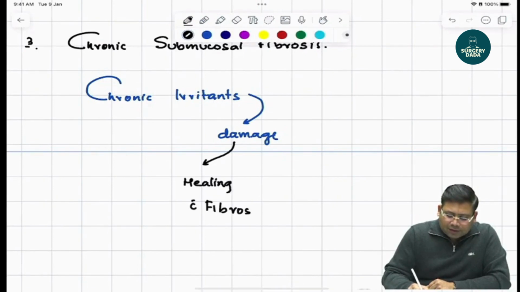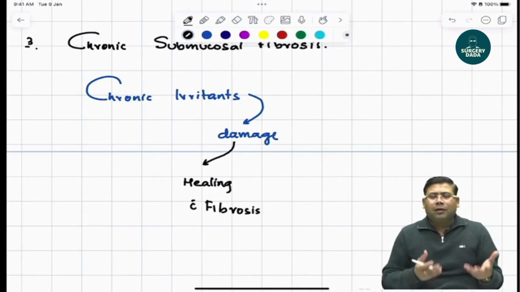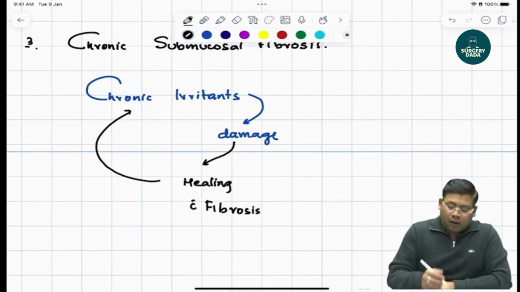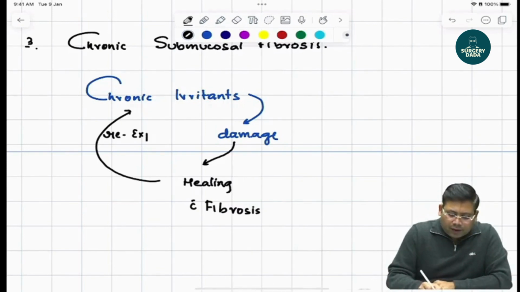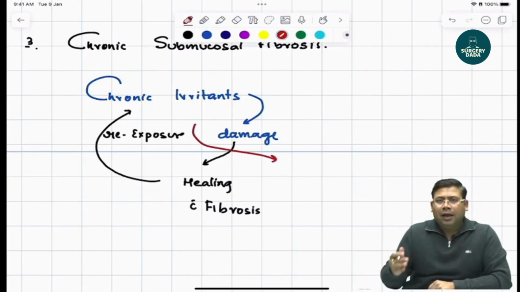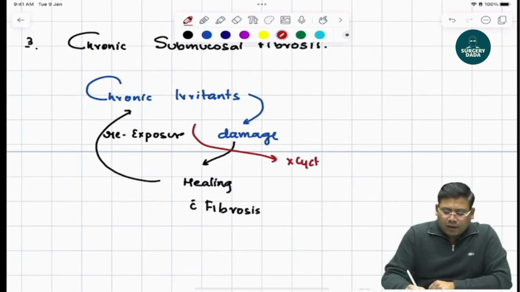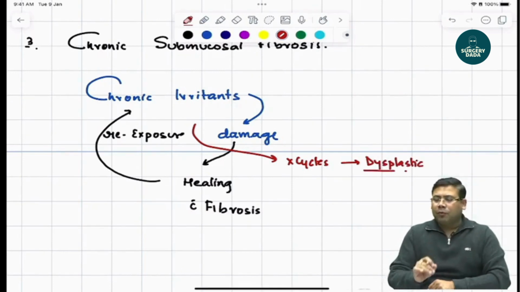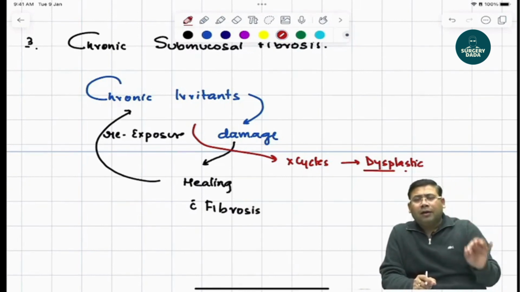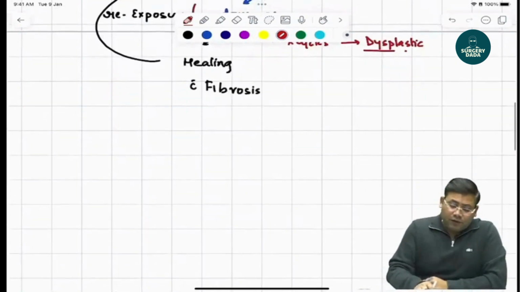Now try to understand, since you are addicted to smoke, betel nut, and ill-fitting dentures, this is going to cause re-exposure to these chronic irritants, and again the same vicious cycle. One fine day, as the cycle of healing and damage continues, it undergoes dysplastic changes, and this is chronic submucosal fibrosis. Remember students, submucosal fibrosis is not a pre-malignant lesion, but chronic submucosal fibrosis is a pre-malignant lesion. That is why it is very, very important.